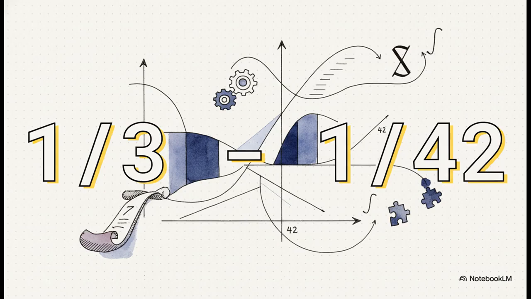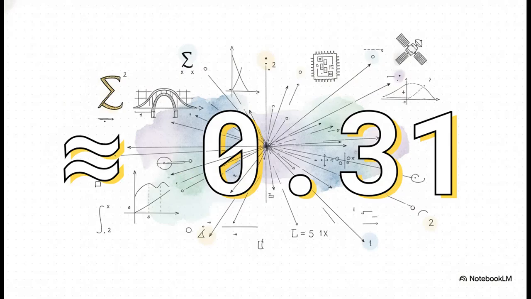Our approximation now becomes 1/3 minus 1 over 42. You can see how each term we add just fine-tunes the answer, getting us closer and closer to the real value. And there it is. Just using two terms gives us a pretty good approximation of about 0.31. Think about that. We took a definite integral that's theoretically impossible to solve exactly, and we pulled out a solid numerical answer. That is the practical power of series right there.